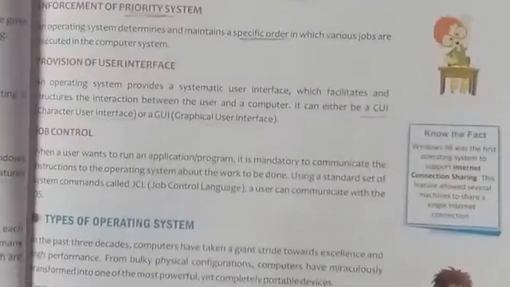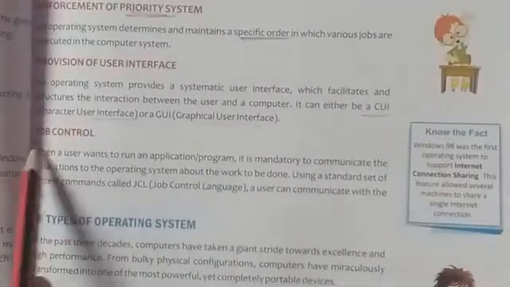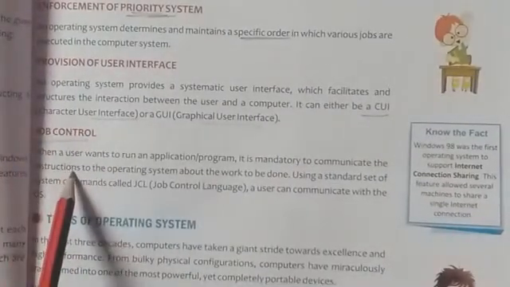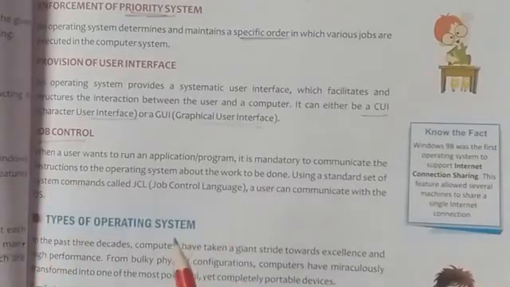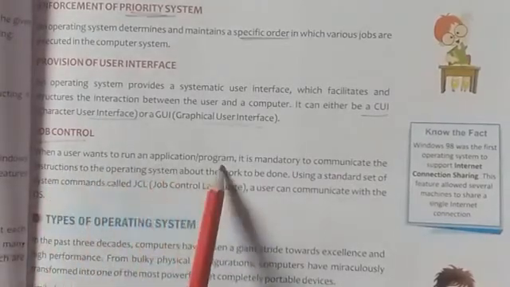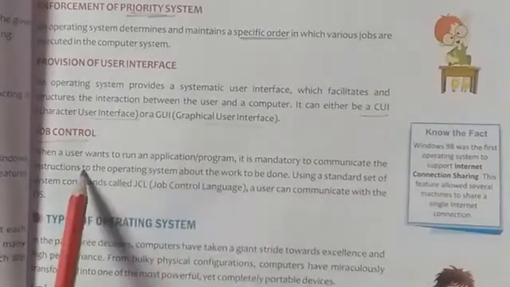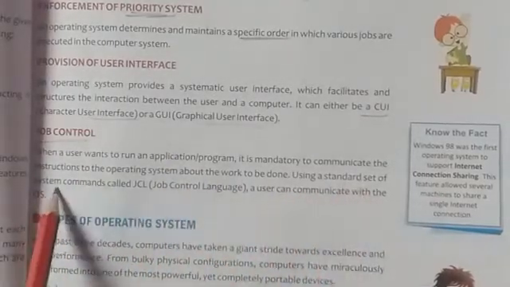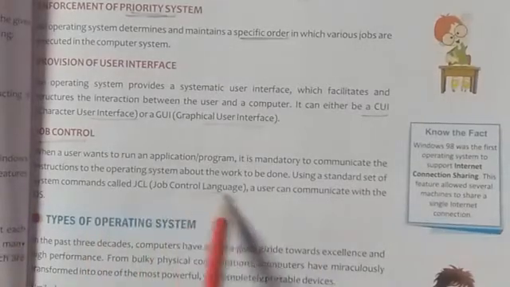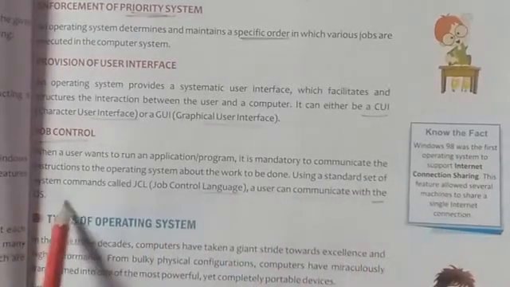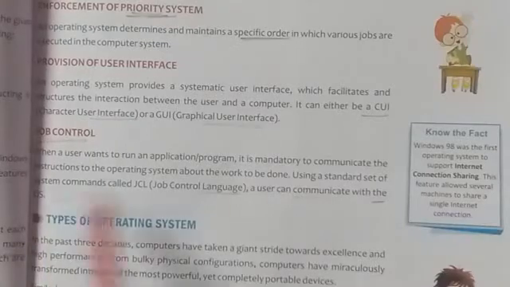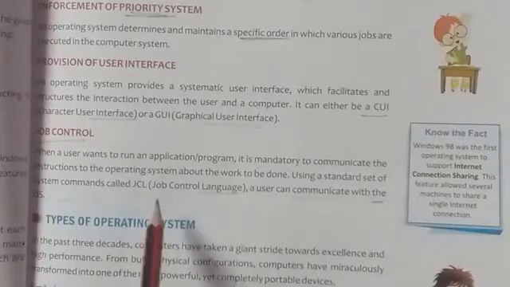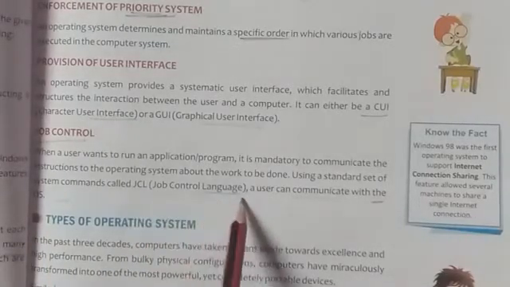Next is job control. Job control means any type of work. Who will manage it? Our operating system. When a user wants to run an application, it is mandatory to communicate the instructions to the operating system about the work to be done. Using a standard set of system commands like JCL, job control language, a user can communicate with the operating system.